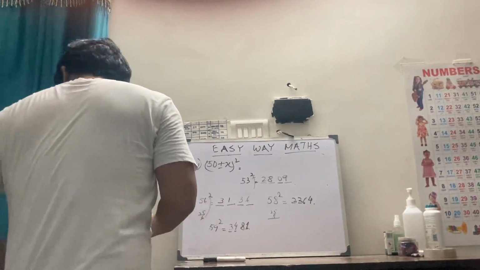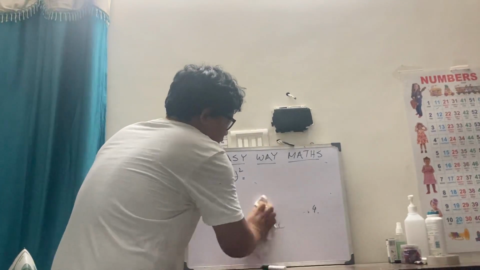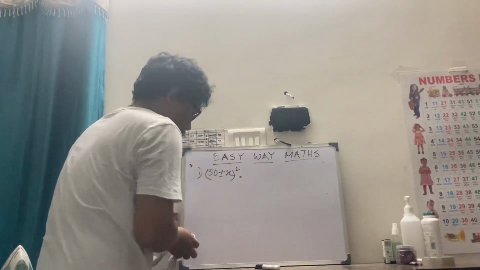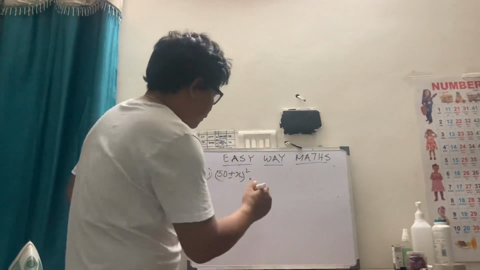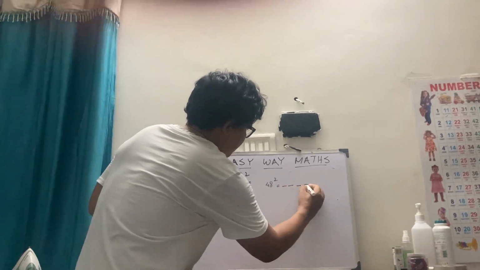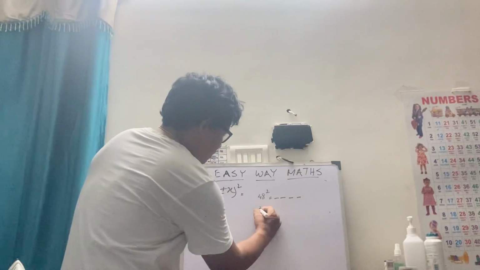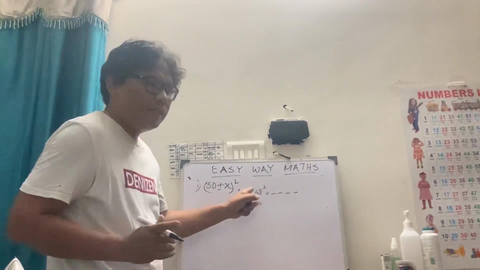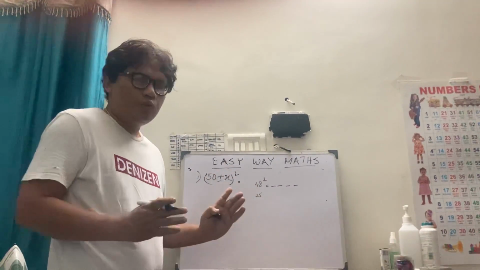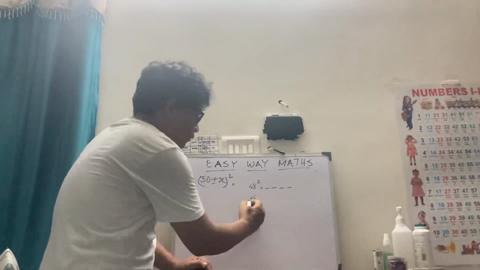Now let's go to the numbers which are less than 50, okay? Let's take the example of 48 square, right? It's the same thing, the first thing that you should keep in mind is 25, okay? 48 is less than 50 by 2, right? So what we'll do is, we will subtract 2 from 25.